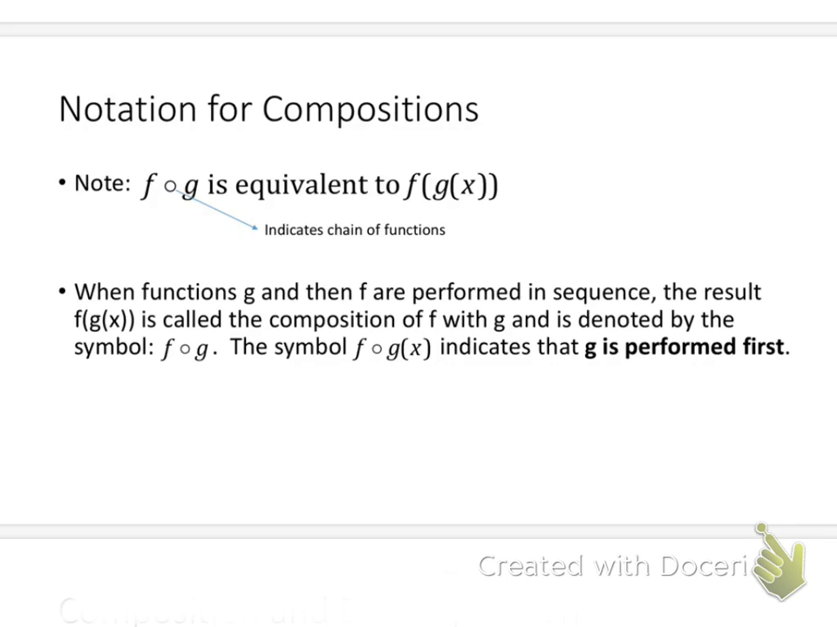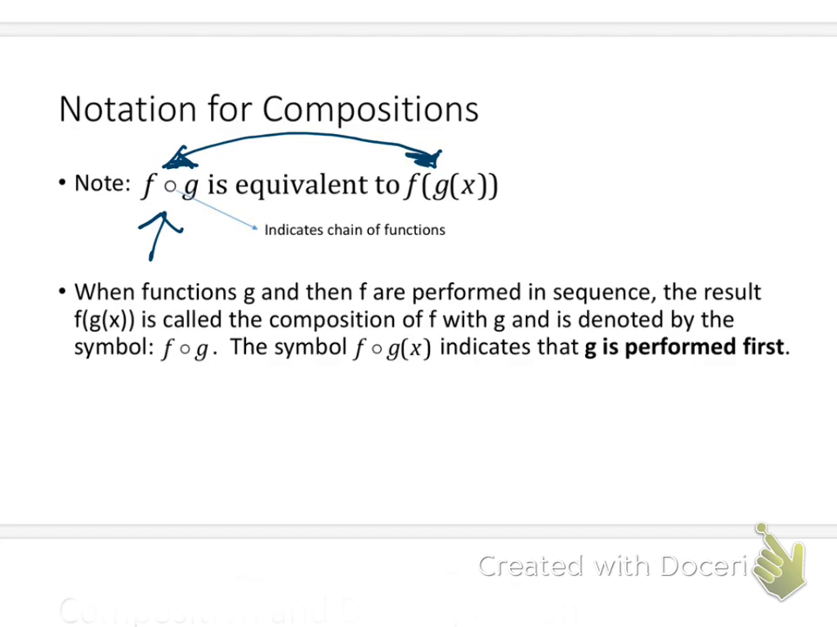Okay, in this slide we present a little bit more about notation for compositions. This little circle right here indicates a chain of functions. So you say f of g, and this is equivalent to this notation. Be able to recognize and respond to both kinds of notation.